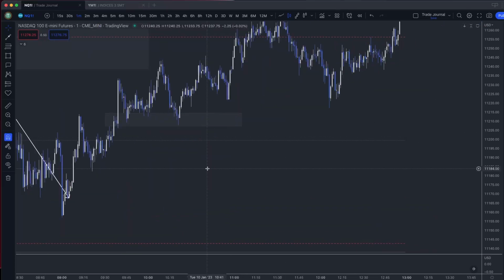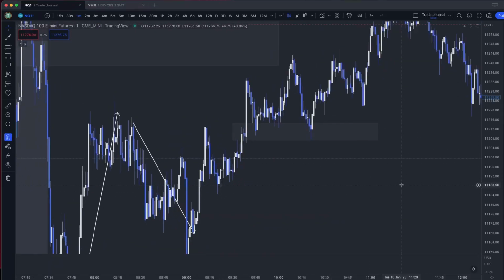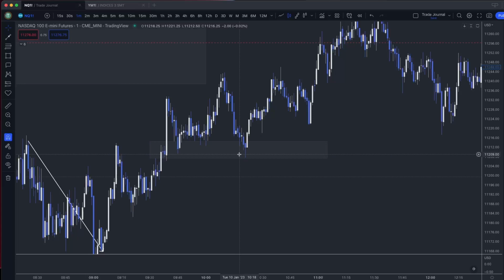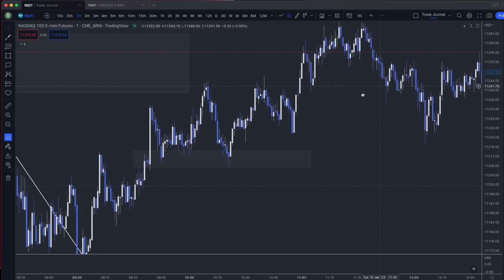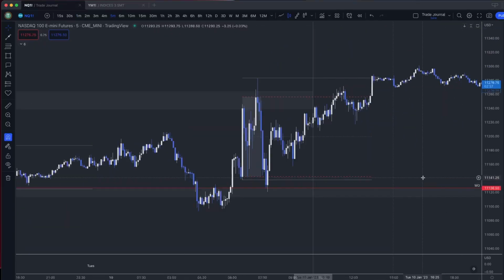But you can see that price behaved beautifully coming into it here, taking out sell side liquidity, pushing higher, leaving this imbalance, coming in for the retest, and then making new highs on the day. That's what happened today for me on NASDAQ.